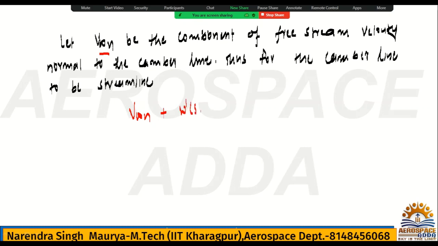w dash s. What is w dash s? It is the induced velocity by the vortex, and it is normal to the camber, and this sum will be 0. This is very important actually.